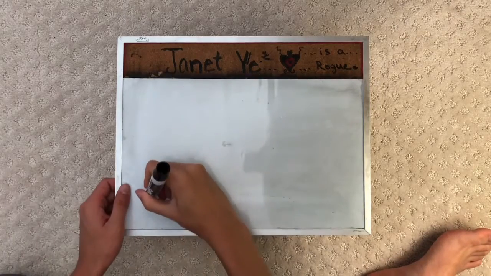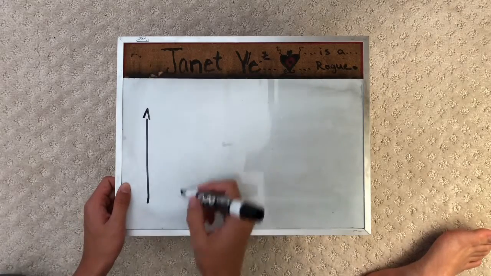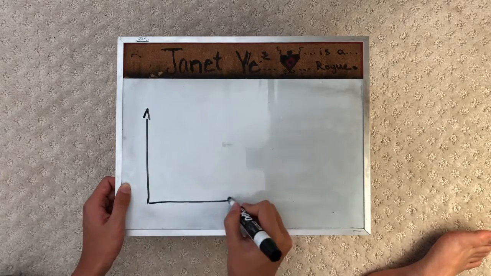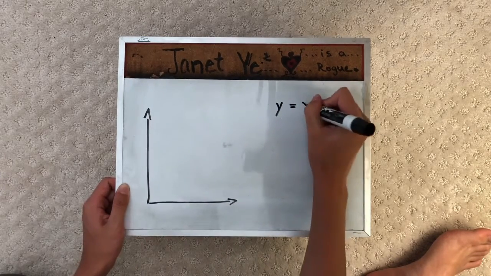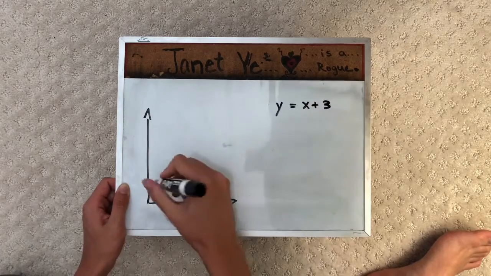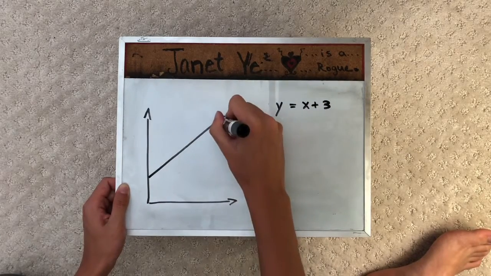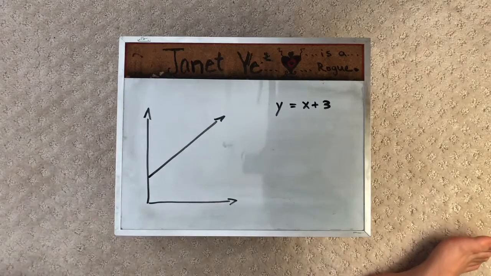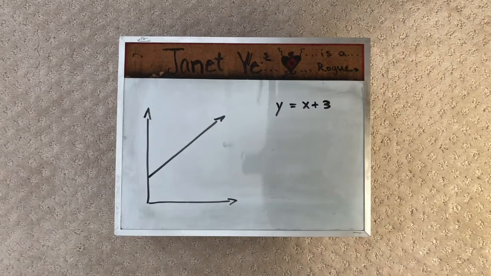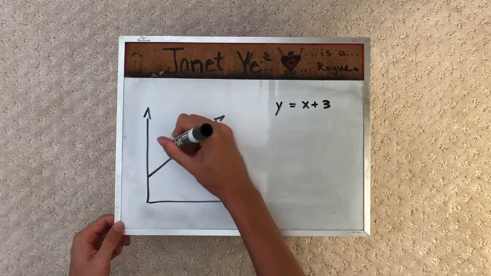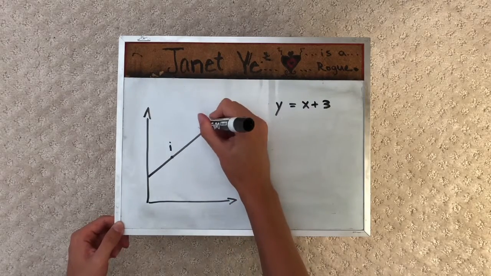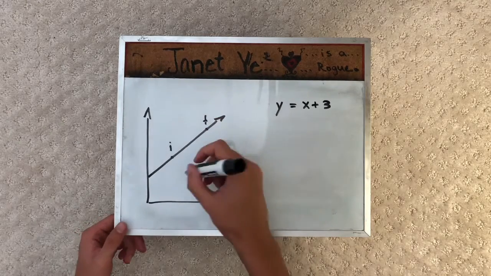Differential calculus is a study of the rates of change, and we are going to demonstrate this using a simple linear relationship between y and x, where y is defined as x plus 3. In order to quantify this change, we need to have 2 points. So I'll make point I here and point F here, standing for initial and final.